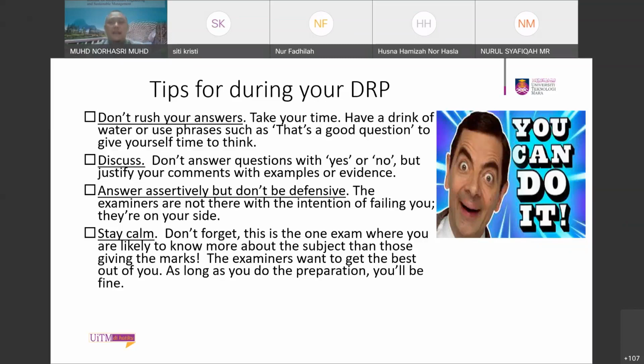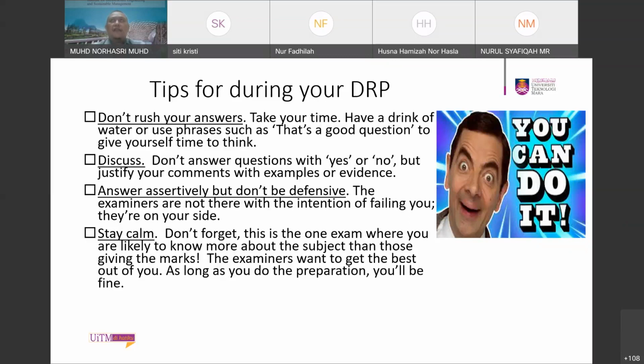Think, and justify. And how you justify is based on facts. It means that you must have examples and also you must have evidence. Evidence on what? So maybe from past researchers or others, right? Next, answer but do not be defensive. This is very important, for DRP and also for Viva.